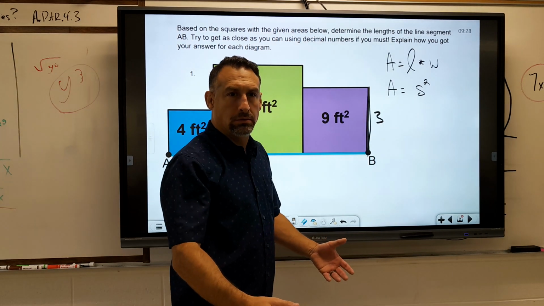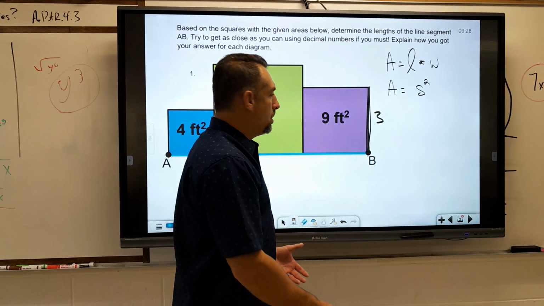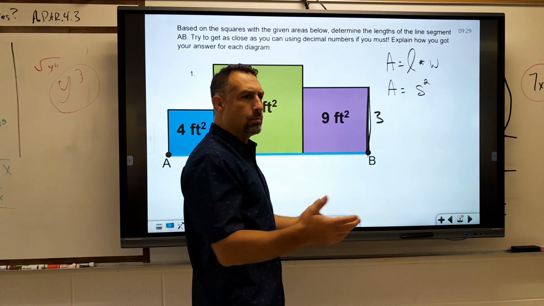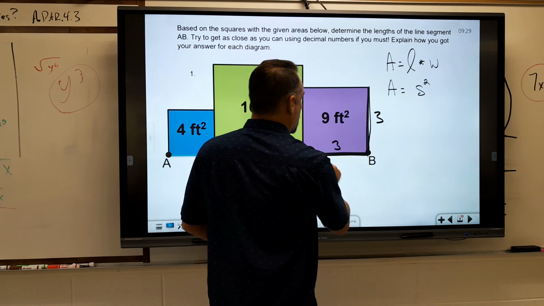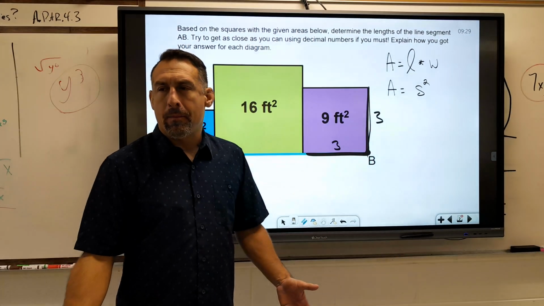Is it not? Yeah, it is. No, because there's 4 different sides. It is. But it's just length times width, or the side times the side. So what's this one? 3. 3. And 3 times 3 is? 9.